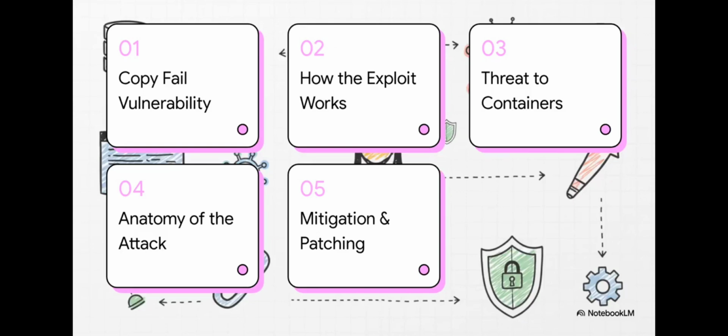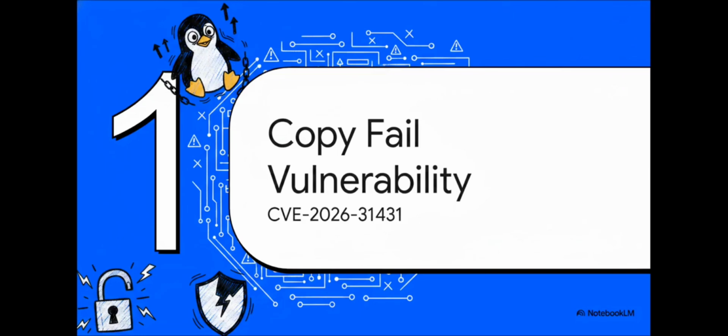Here's our roadmap. We'll cover the Copy Fail vulnerability, how the exploit works, the threat to cloud containers, the anatomy of the attack, and finally, mitigation and patching. Kicking things off with Section 1, the Copy Fail vulnerability, officially known as CVE-2026-31431. Now, this bug carries a CVSS severity score of 7.8.